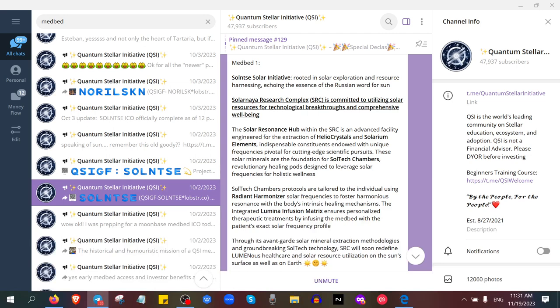And so let's begin. The first Medbed is the Solar Initiative, and it's rooted in solar exploration and resource harnessing, echoing the essence of the Russian word for sun. Solnaya Research Complex is committed to utilizing solar resources for technological breakthroughs and comprehensive well-being. The Solar Resonance Hub within the SRC is an advanced facility engineered for the extraction of heliocrystals and solarium elements, indispensable constituents endowed with unique frequencies pivotal for cutting-edge scientific pursuits.